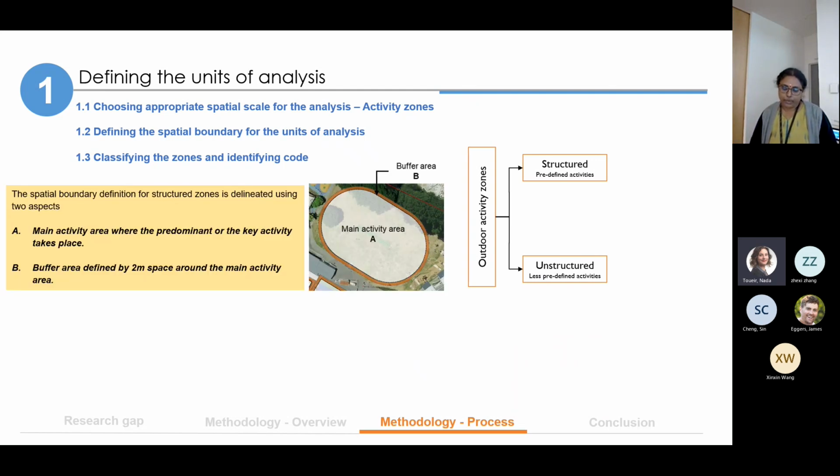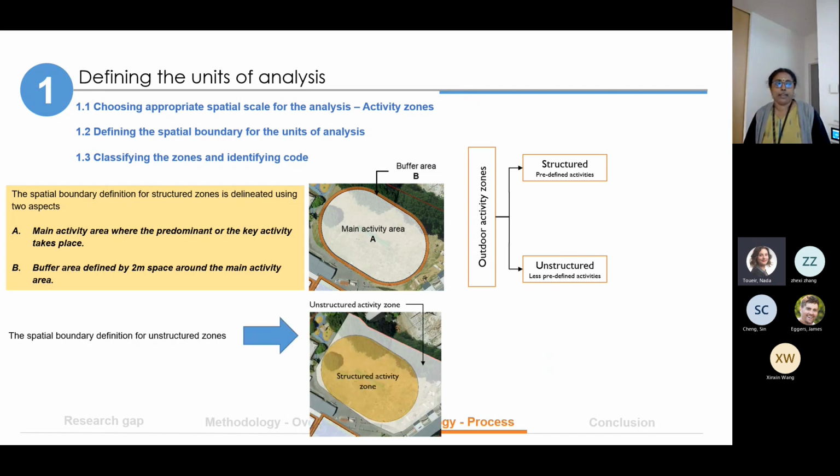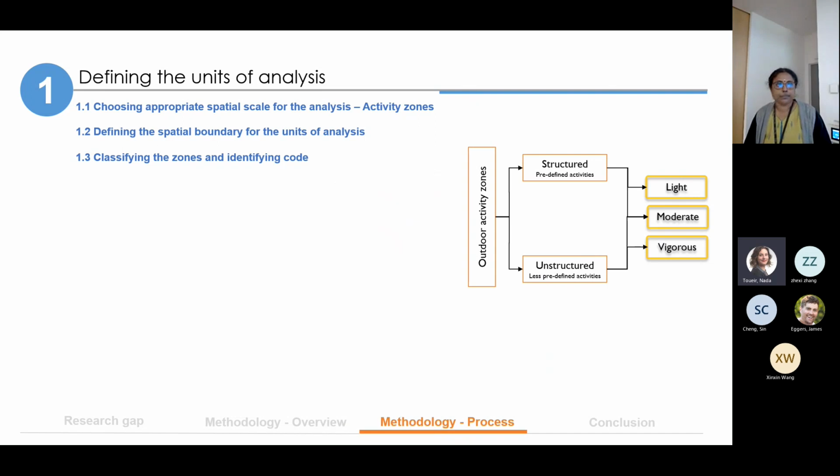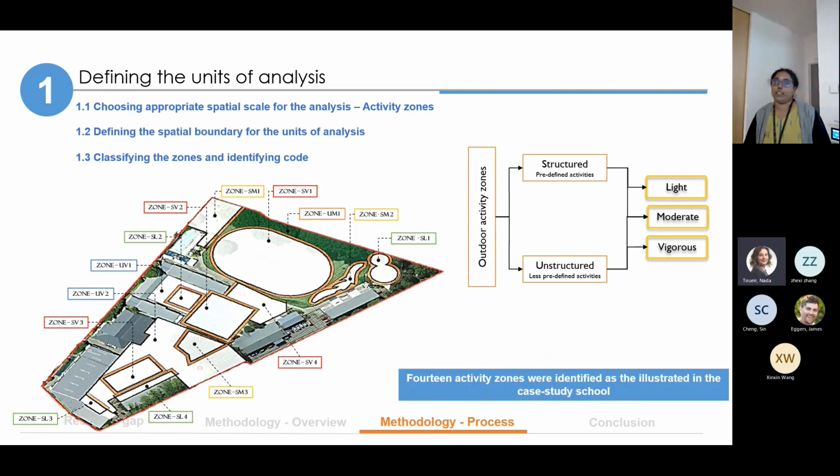Next was to define the boundary for these zones. So this is how I defined the boundary for the structured zone using two aspects, the main activity area and then a buffer area around the space. Once the structured activity zone was identified, the remaining area was marked as the unstructured activity zone. After the spatial boundary was marked, they were further divided depending on the metabolic rate of the key activity in the zone, into light, moderate, and vigorous activity zones. So this is how, in a case study school, the activity zone was divided into 14 zones, and each was given a code.